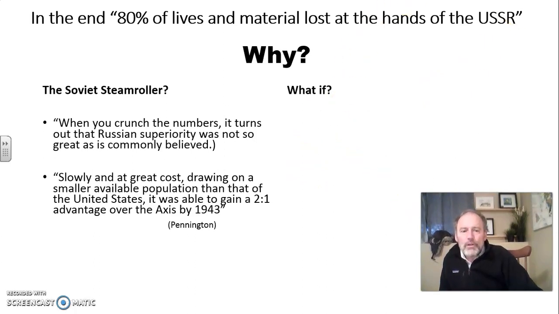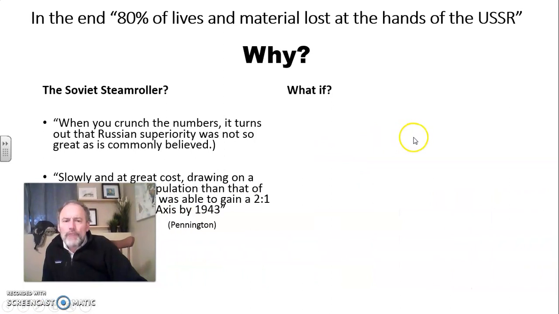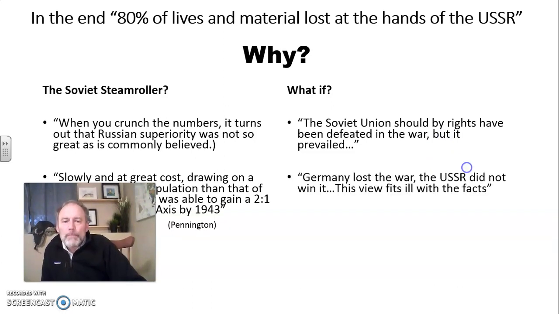Let's take another look at another aspect here that's not brought up in the reading. What if we look at the fact that the Soviet Union should have by rights been defeated in the war, but it prevailed. This is by, I believe, Overy in your reading. Germany lost the war. The USSR did not win it. And that was a view of some of the German generals, maybe to explain why they'd lost. How could such a superior army, and for some, a superior race, have lost to these Soviets?